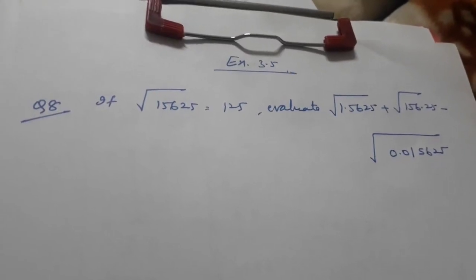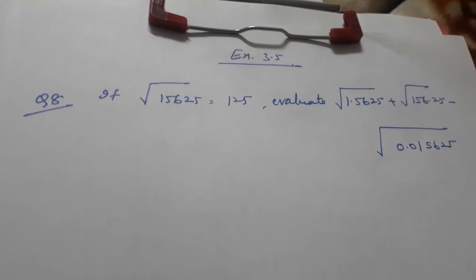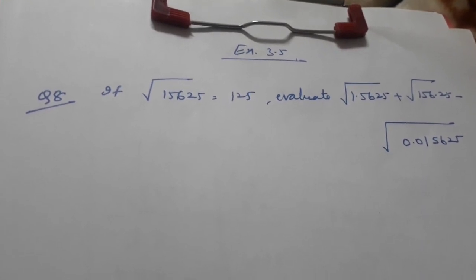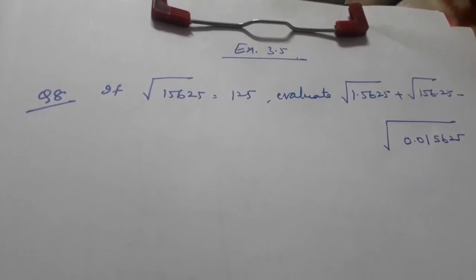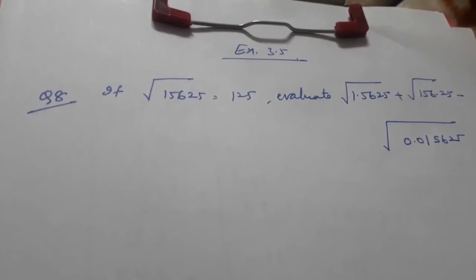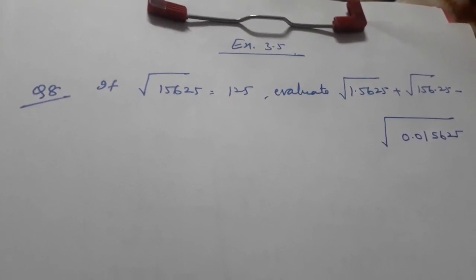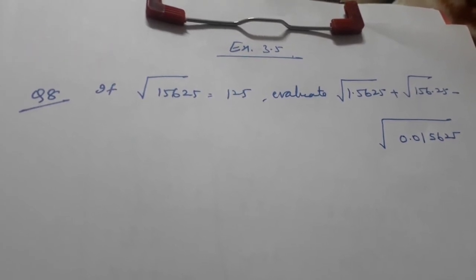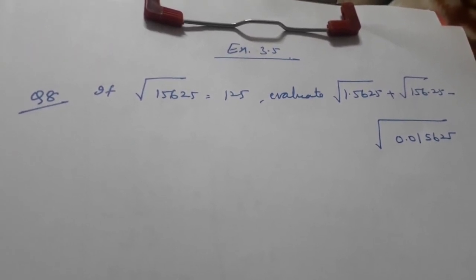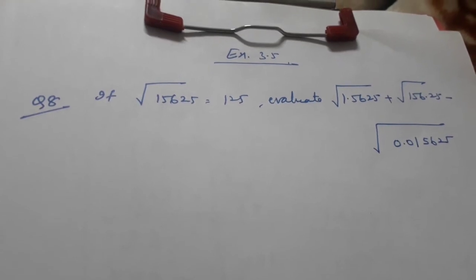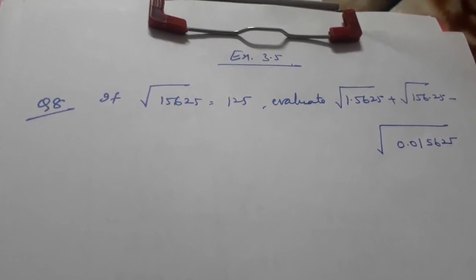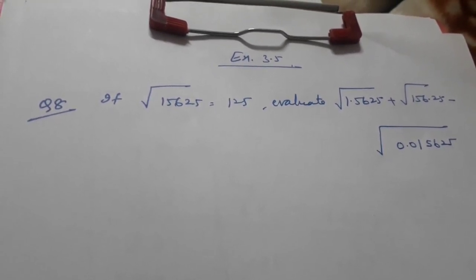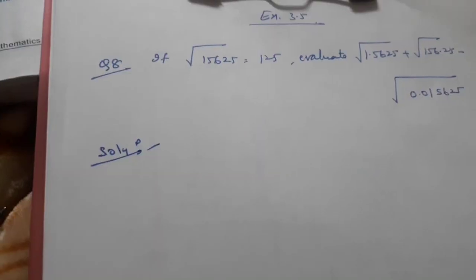So this is the last question of exercise 3.5, square and square roots. The question is, if root 15,625 is equal to 125, then we have to evaluate root 1.5625 plus root 156.25 minus root 0.015625. So let's check out how to solve it.